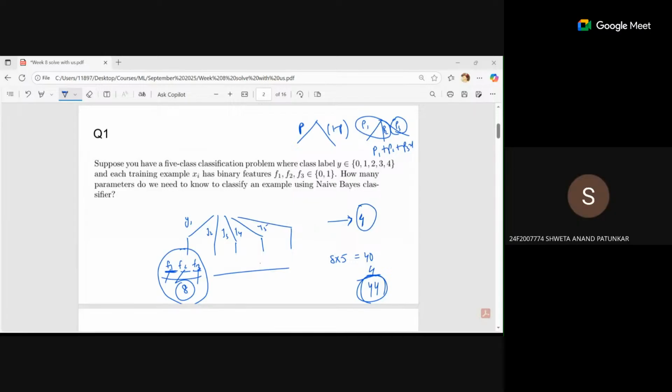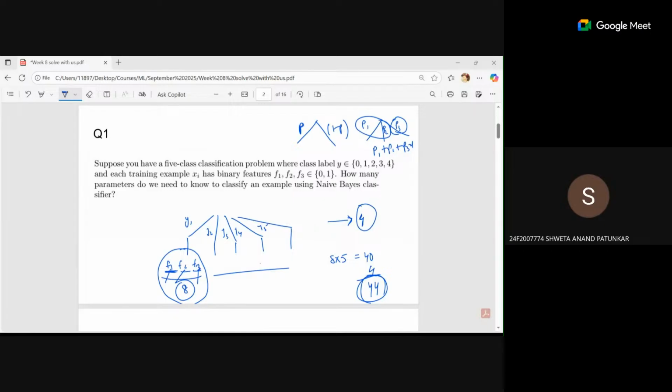Excuse me, ma'am. Here we are considering our features are independent, right? Features are independent, yes. So if features are independent, let's consider we have y equal to 0 label. For that label, each feature will contain two values, either 0 or 1, right? So in that case, we will be having 6 parameters, 6 parameters for three features, right?